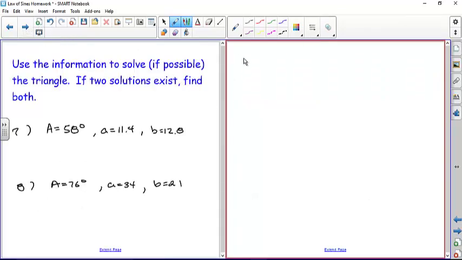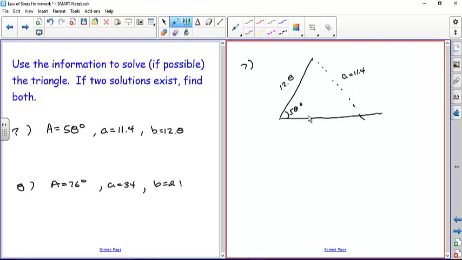So it's the same kind of deal as we've been doing before. Let's just sketch this and see if we can figure out what it looks like. So I'm going to draw the triangle like this. This is 58 degrees. Let's call this length B, 12.8, and then we have another side A, which is going to be 11.4.